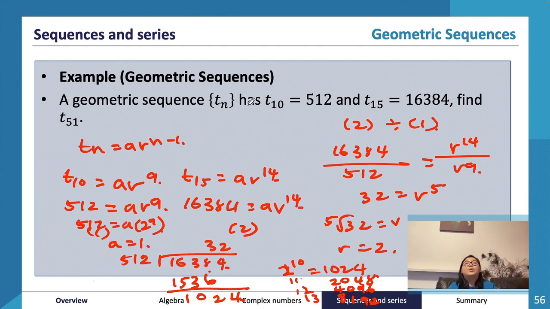Okay, cool. So then what we're going to have is, so we now know that our equation Tn is equivalent to 1 times 2^(n-1). Let me just rub that out.